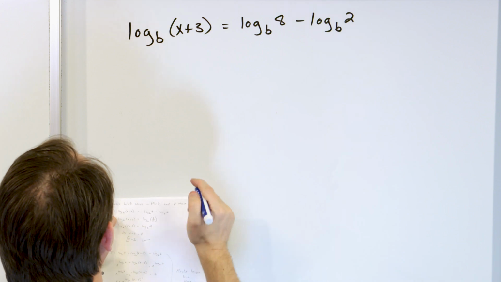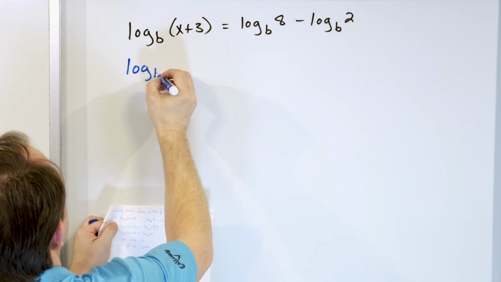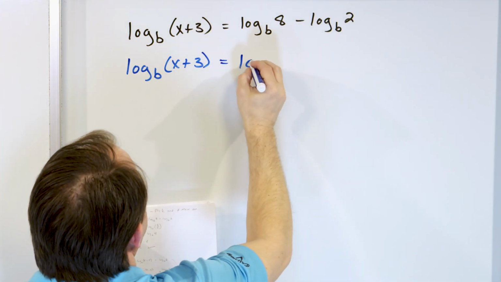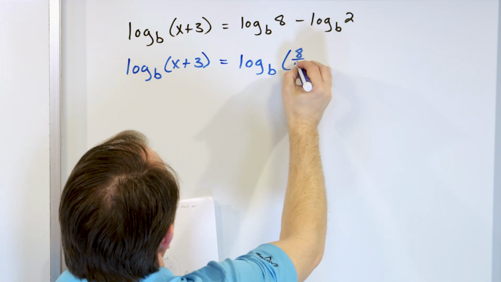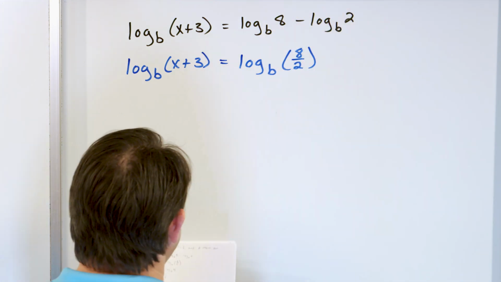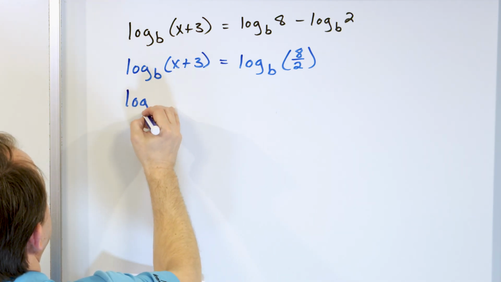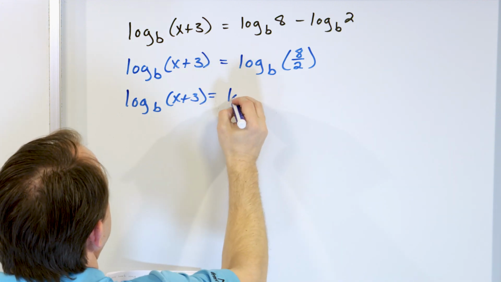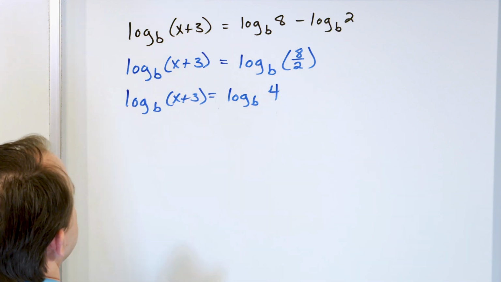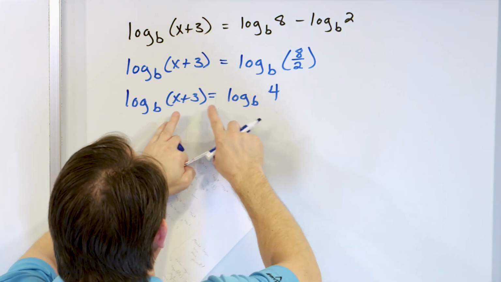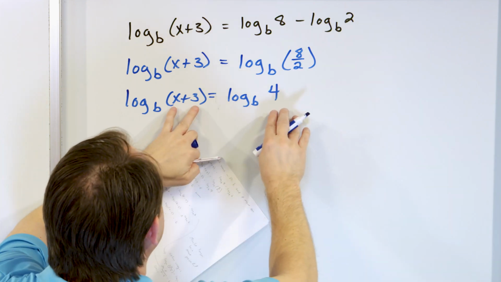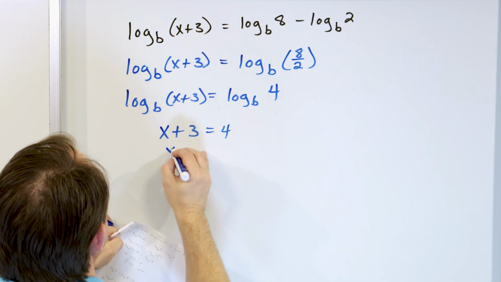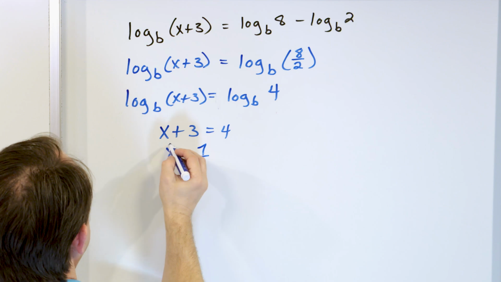This time, let's just use the laws of logarithms. Log base b of x plus 3. On the right-hand side, what do we have? A subtraction of logs. So I can write this as log base b of 8 over 2, because this minus this becomes division. So what I'll have is log base b of x plus 3 equals log base b of what? 4. Now you see what you have. Log on the left, log on the right. Base b, everything's the same. So that means the thing inside the log has to be equal to 4. x plus 3 is equal to 4. Then when you subtract the 3, you just get x equals 1. This is the final answer.